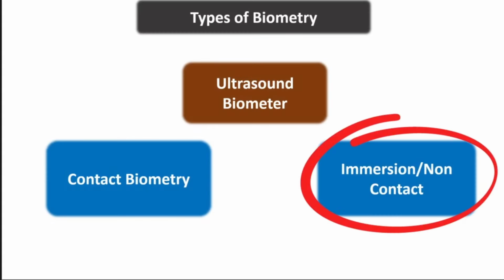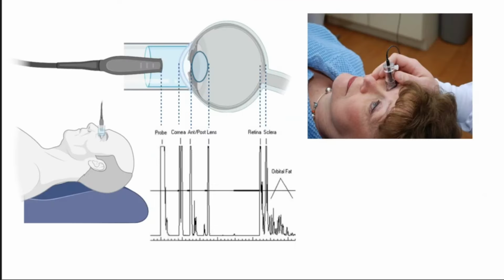Alright, so now let us talk about the immersion or non-contact biometry. Over here, what you can see is that there is a shell that is placed on the cornea, and this shell is known as the Prager shell, or you can call it a Hansen shell. The purpose of an immersion biometer is that it avoids any corneal compression, because you can see there's some distance between the probe and the cornea over here.